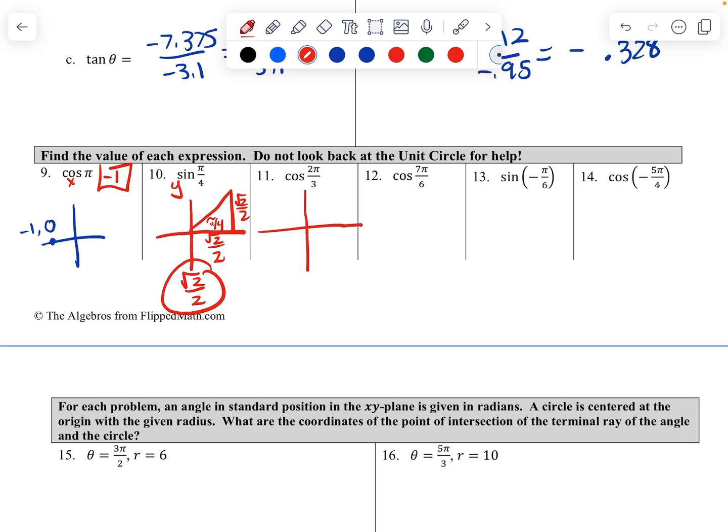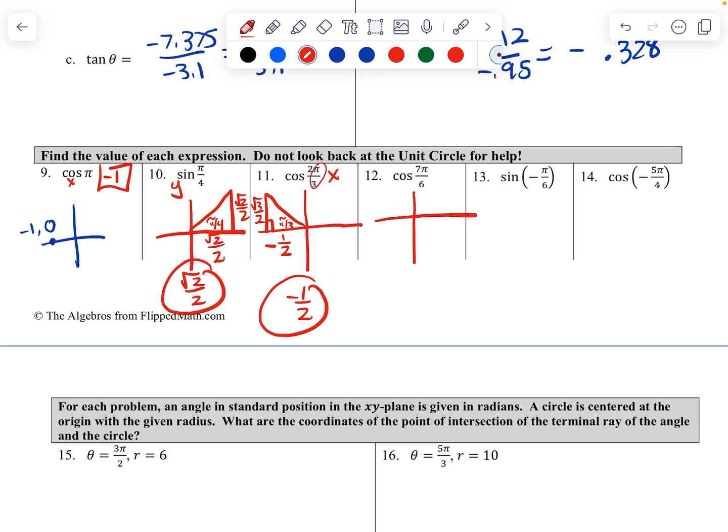Cosine of 2 pi over 3. So again, that's like 120 degrees. So right here, this is pi over 3, so opposite is root 3 over 2. So half, but this is going backwards, so it's negative. Cosine is our x, so negative half.